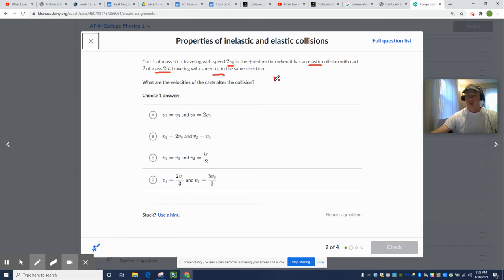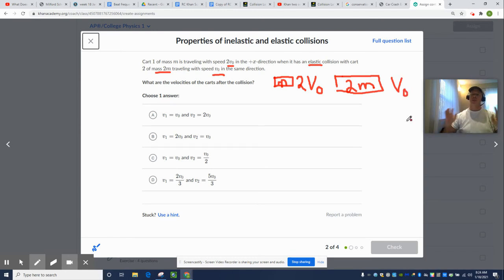All right, so at first, this seems like a really complicated problem. We have m coming in at 2v0, and it hits 2m traveling at v0. So I'm going to hit somebody that is twice my mass, but moving half my speed.